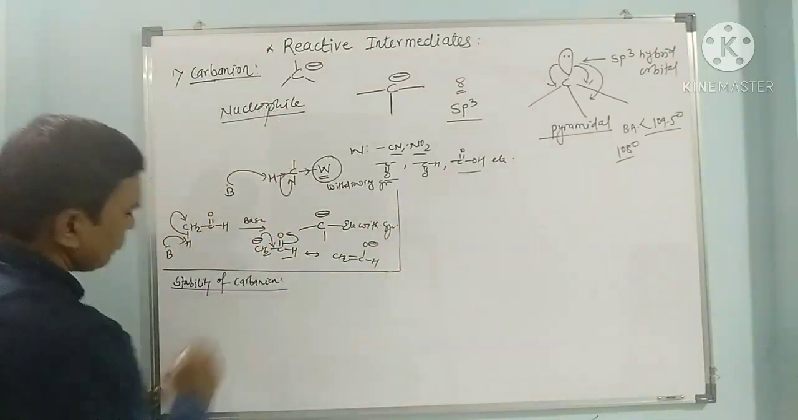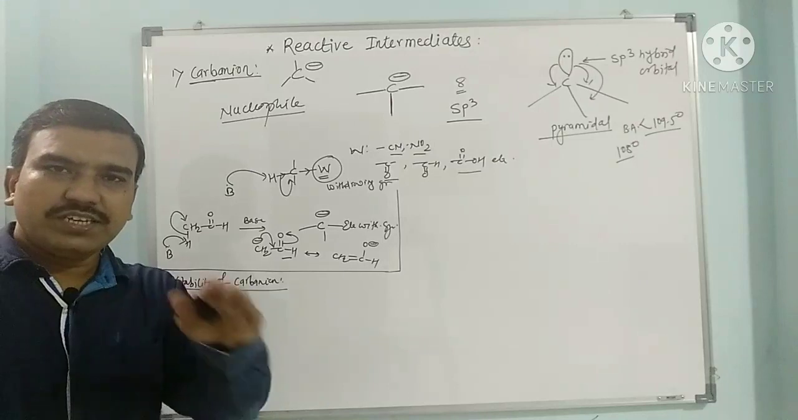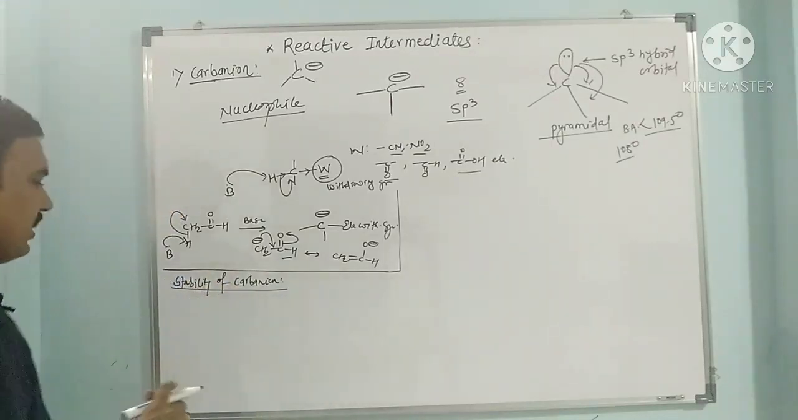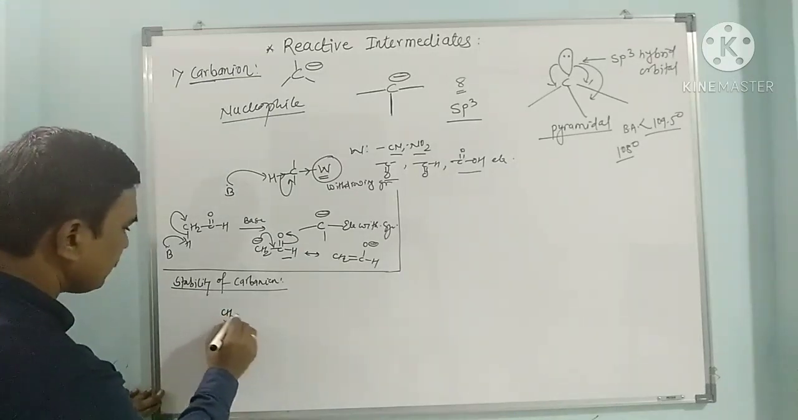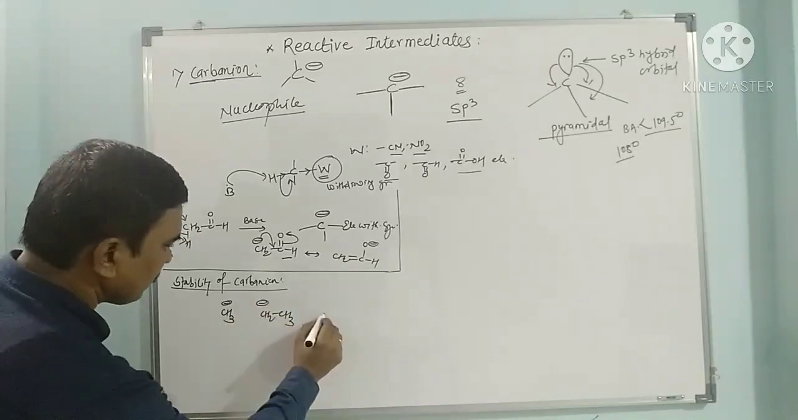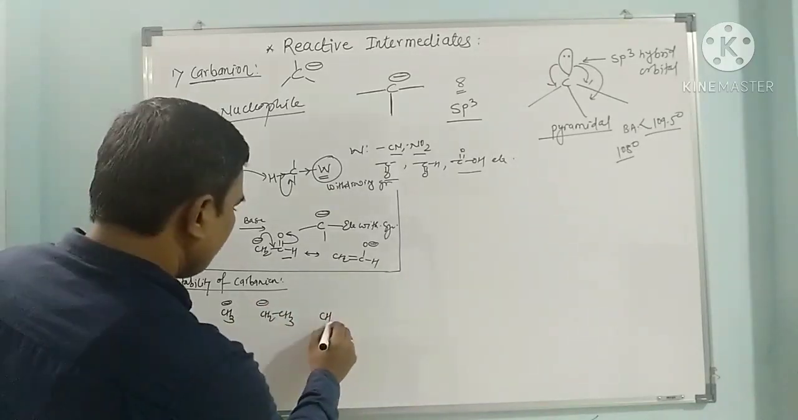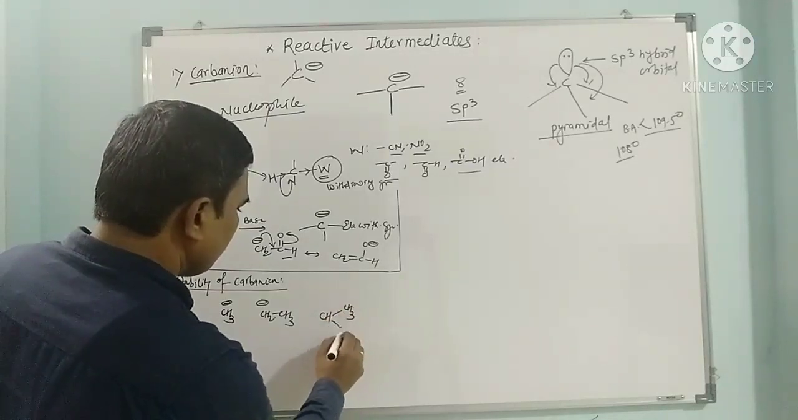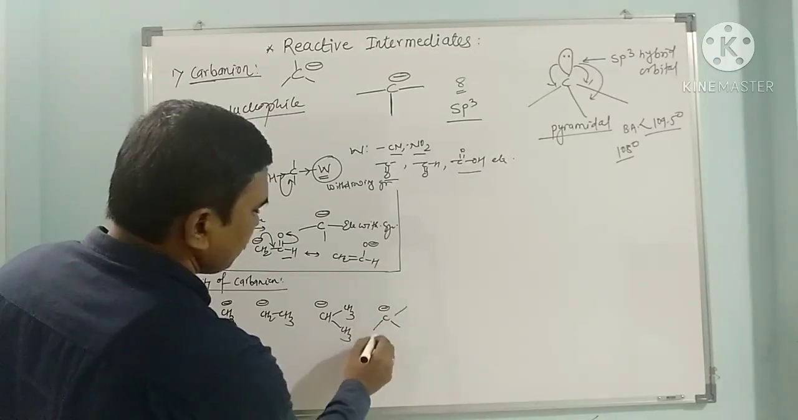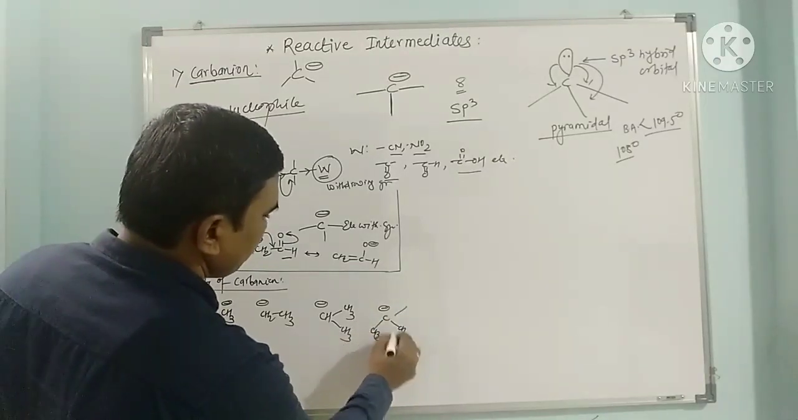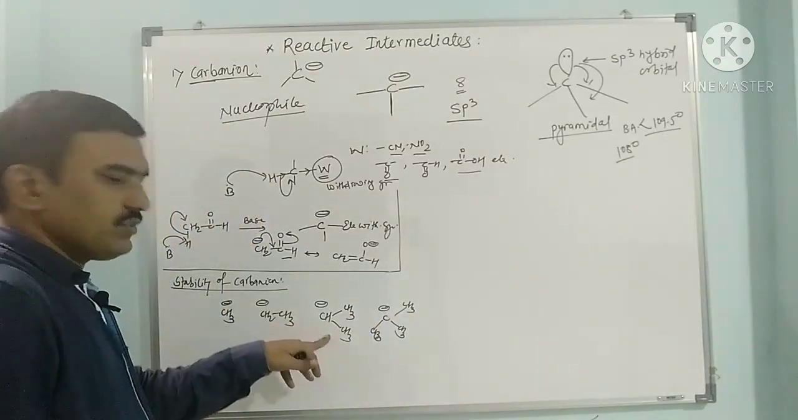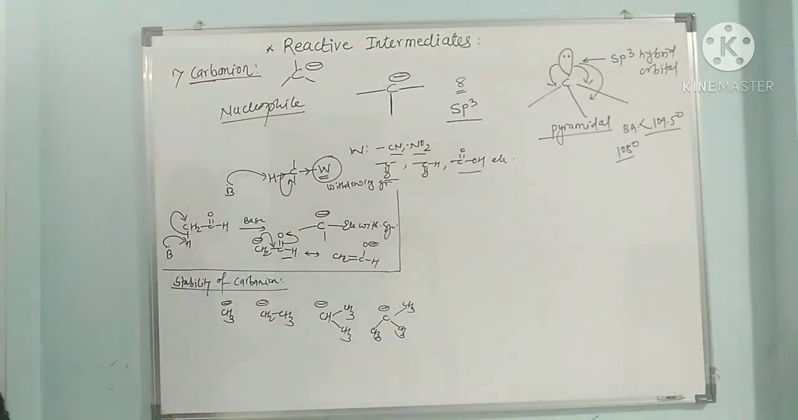Stability of carbon is destabilized. Carbanion is destabilized by plus I but stabilized by minus I. So if you see CH3 minus, CH2CH3 minus, CH(CH3)2 minus, and C(CH3)3 minus, this is tertiary. So here these are methyl, ethyl, isopropyl and tertiary butyl. Which one should be more stable?